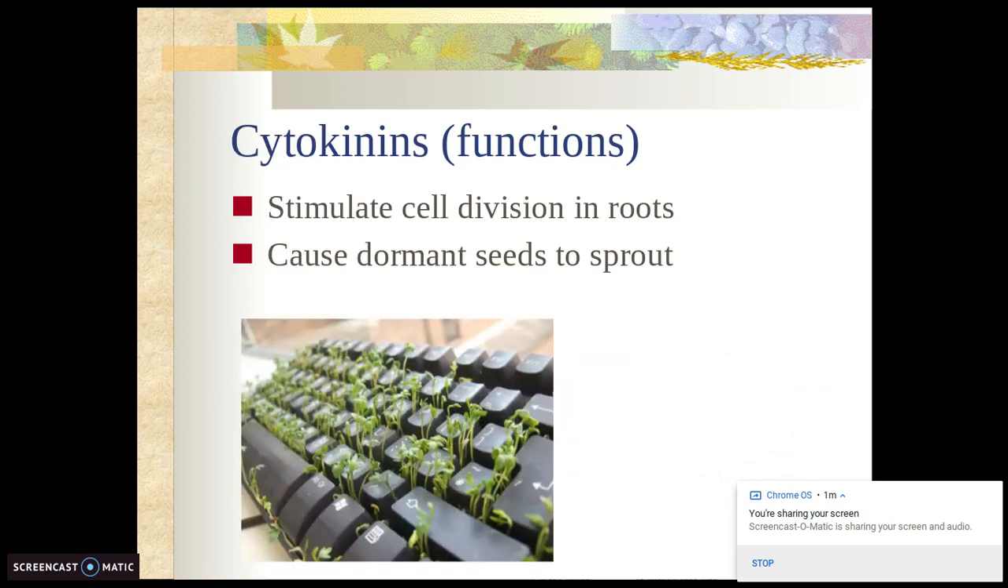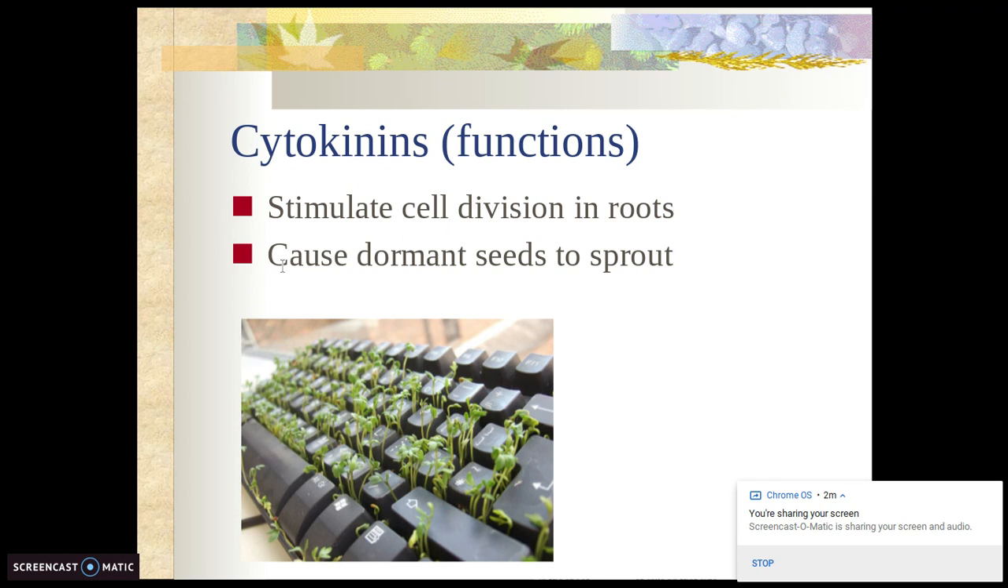The next hormone is cytokinins. Cytokinins stimulate cell division in roots. Now, you've seen this word, cell division. We talked about mitosis. If you remember when we did the mitosis hands, the last part of it, right before it divided, was called cytokinesis. Cytokinin sounds very close to cytokinesis. So cell division is whenever it starts to grow.